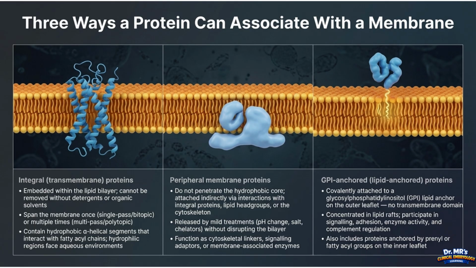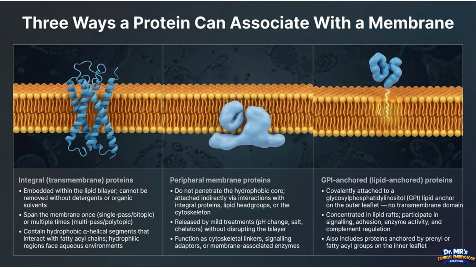They span the membrane either once, which we call single-pass or bitopic proteins, or multiple times, which we call multi-pass or polytopic proteins. The key to their bilayer insertion is a stretch of hydrophobic amino acids, typically arranged as an alpha helix of roughly 20 to 25 residues, whose side chains interact with the fatty acyl tails of the phospholipids. Flanking these hydrophobic segments are hydrophilic regions that face the aqueous environments on either side of the membrane. The amphipathic character of these proteins perfectly mirrors the amphipathic character of the bilayer itself.